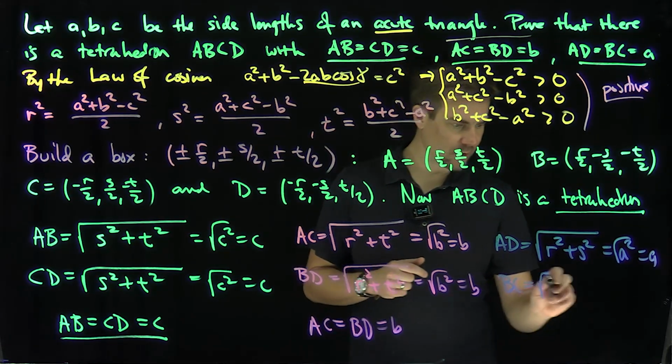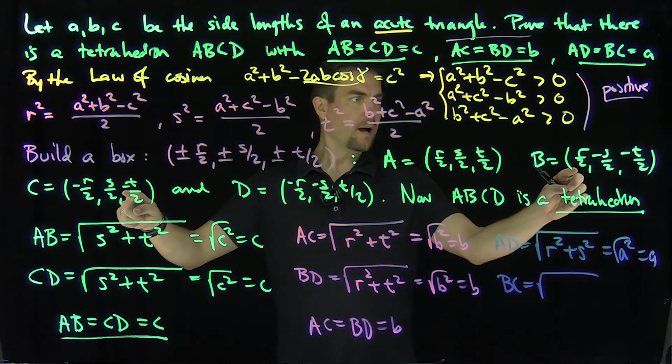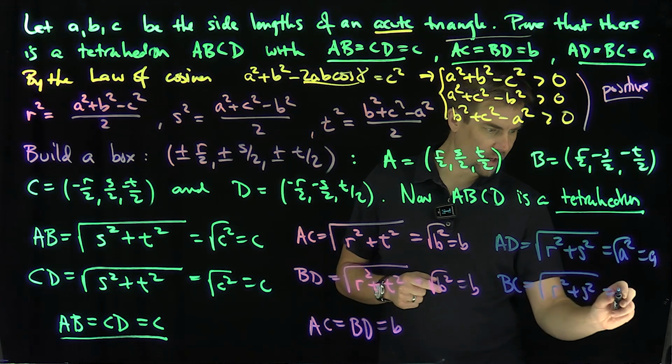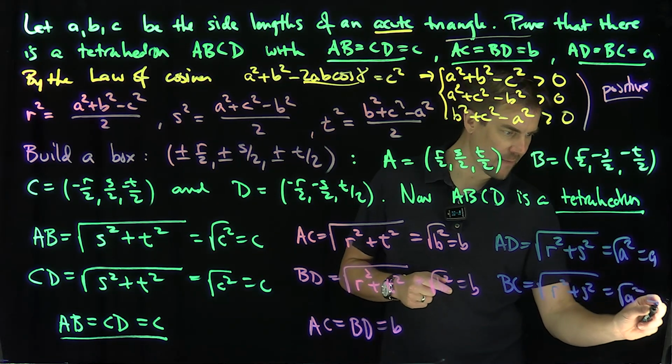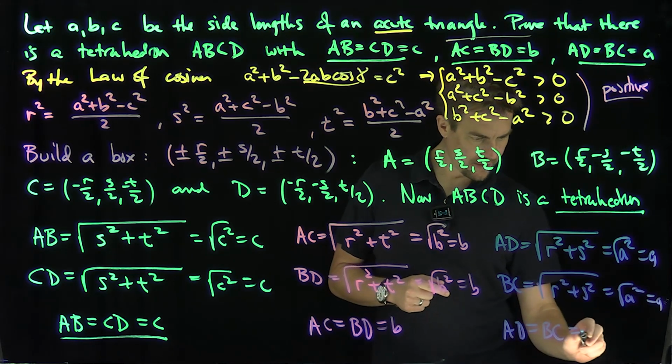And finally, what's the last one? BC is going to be the square root of what? BC is going to be R squared, S squared, no T squared. That's the square root of A squared, that's A. Therefore, AD equals BC equals A.